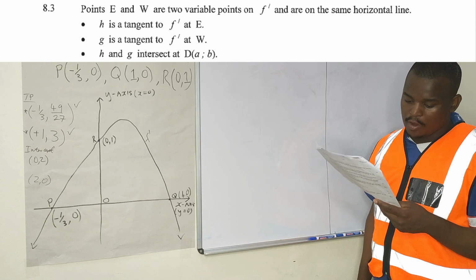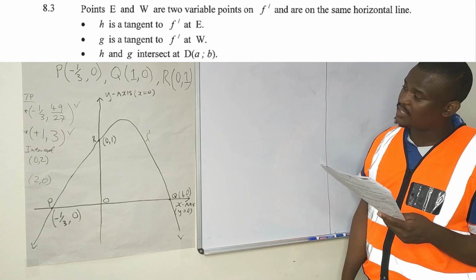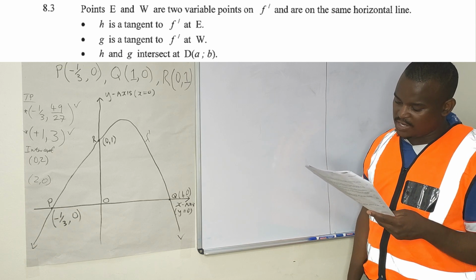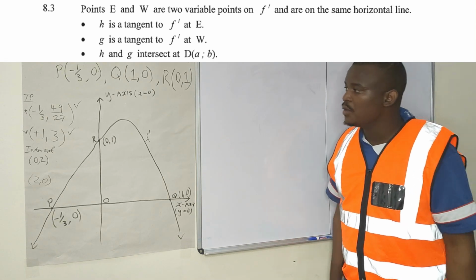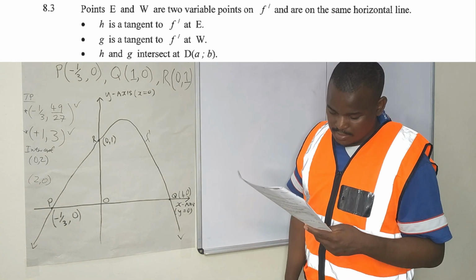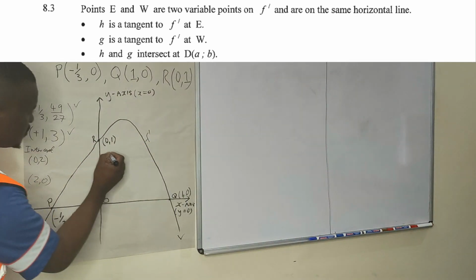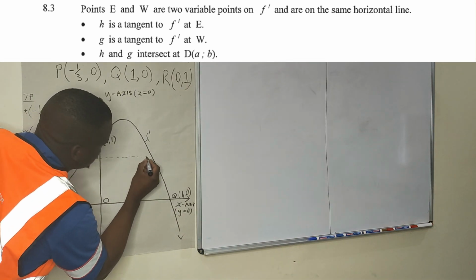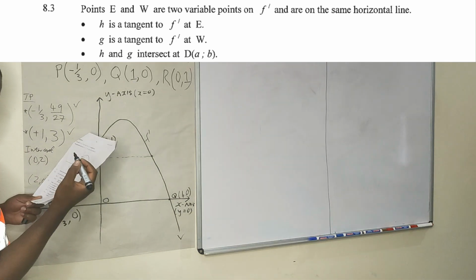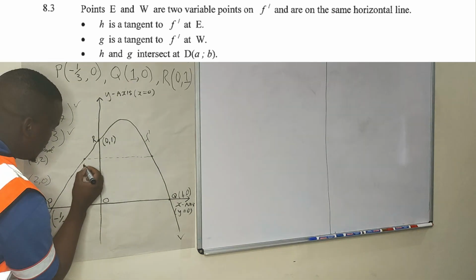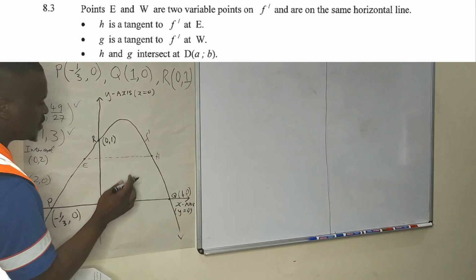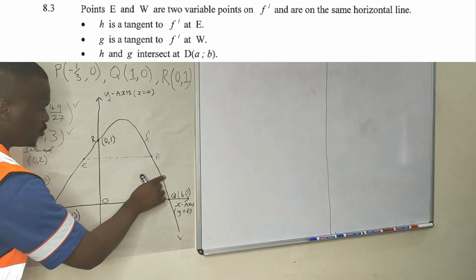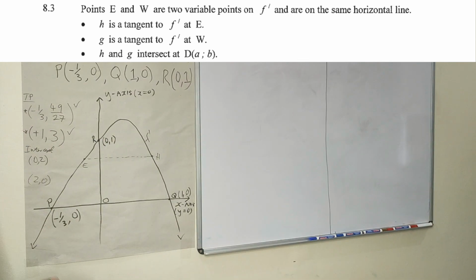Points E and H are two variable points on the gradient function f prime, and are in the same horizontal line. So you are told that 2 points E and H are on this derivative function. So you have E here and H here. They don't have to be here. They can be anywhere on this gradient function as long as they're horizontal. Can be these 2 points, can be these 2, can be whatever infinitely many points you can think of.